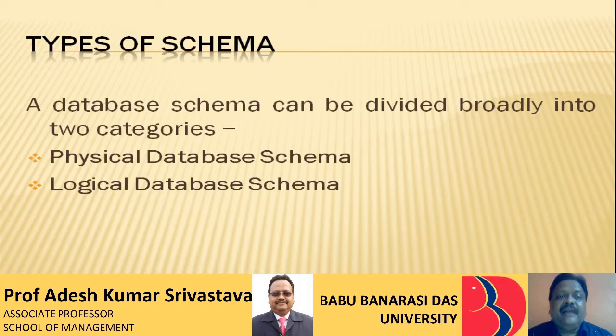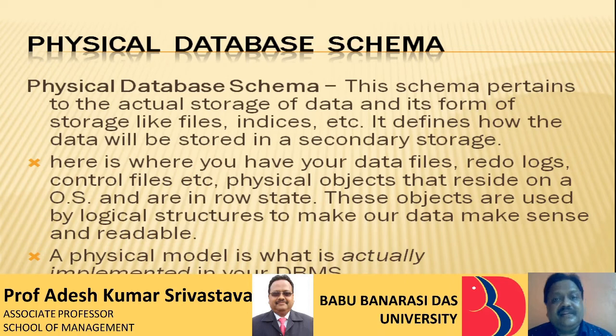Types of schema. A database schema can be divided broadly into two categories, that is physical database schema and logical database schema. Physical database schema: this schema pertains to the actual storage of data and its form of storage, like files, indices, etc. It defines how the data will be stored in a secondary storage.